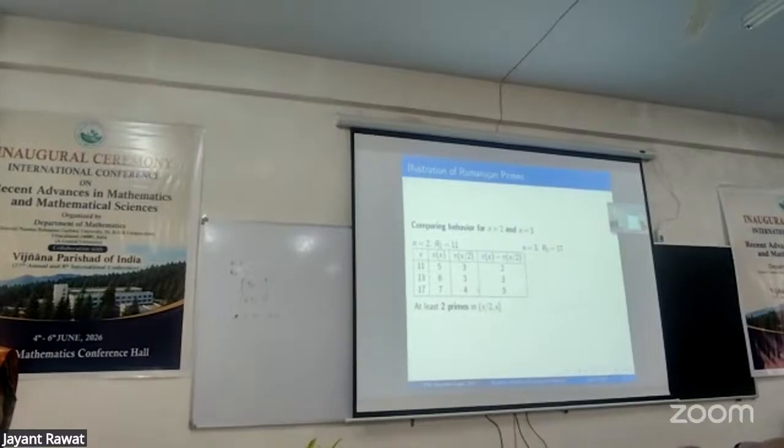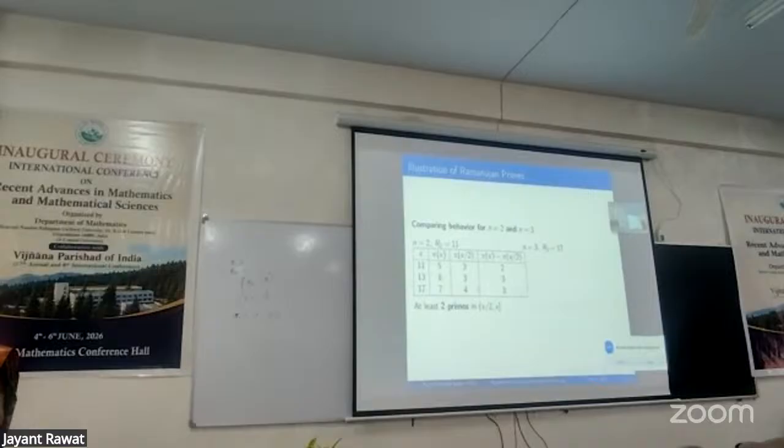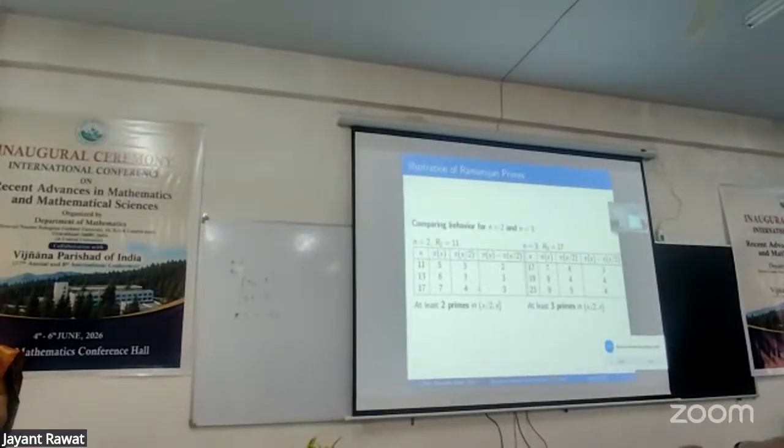So after 6.5, this is 7, 11, and 13, 3. So 6 minus 3 is equal to 3. So we can see that at least 2 primes are there in the interval x by 2, x. Now the question arises, if I just see the next, this is the third Ramanujan prime, 17.